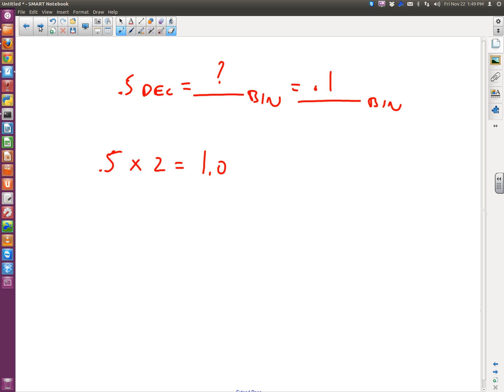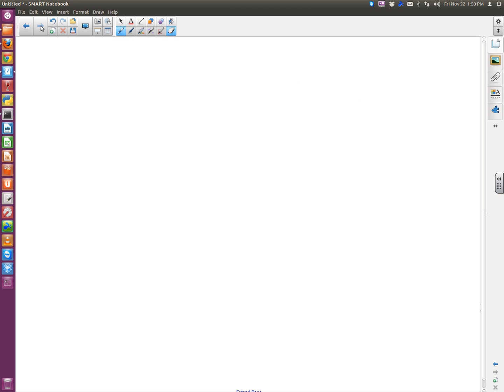Now that makes sense because you got 5/10 on the left side and 1/2 on the right side. That's the half place, isn't it? All right, I'm starting with an easy example just to make this algorithm obvious. Okay, let's try it again. What's 0.25 from base 10 converted to base 2?